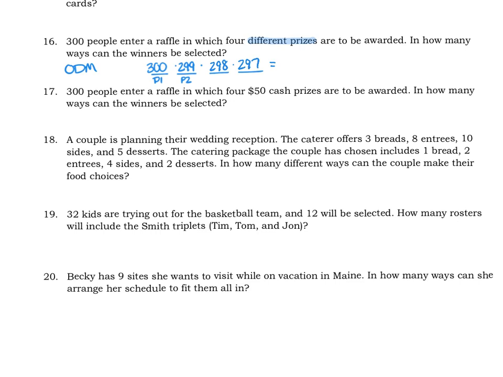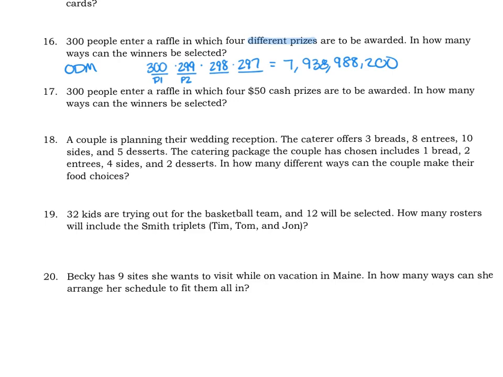So multiplying all that together, 298 and 297, we end up with a whopping 7,938,988,200 different ways the winner could be selected.